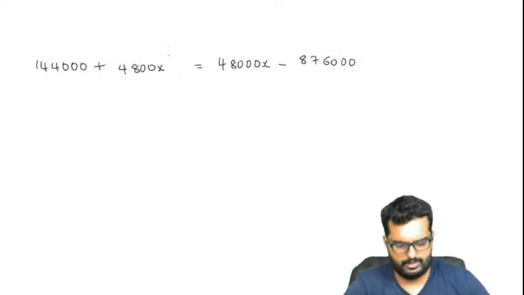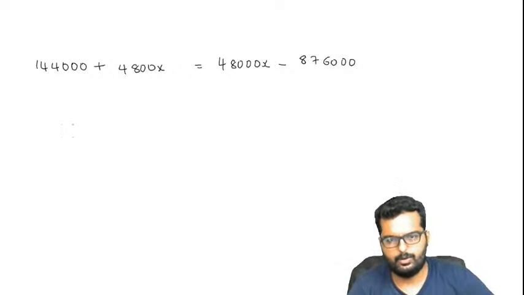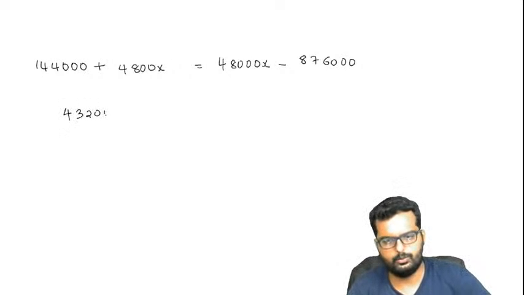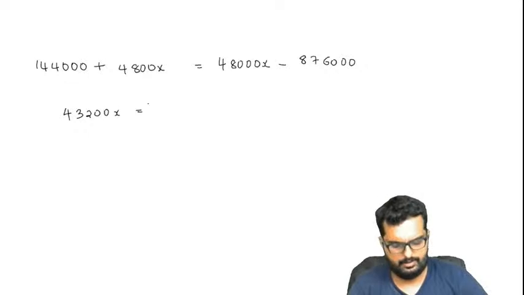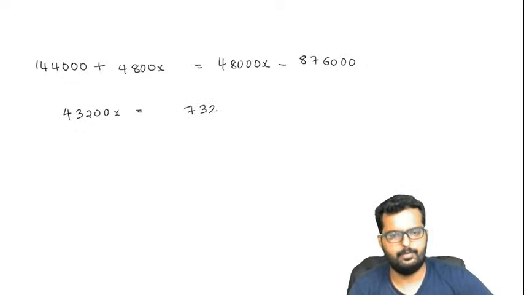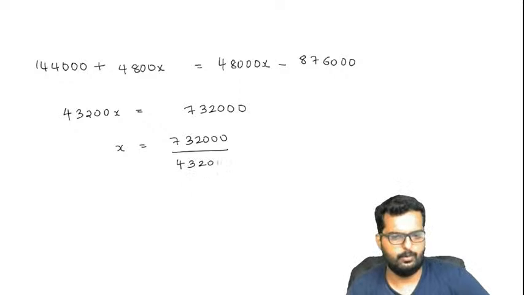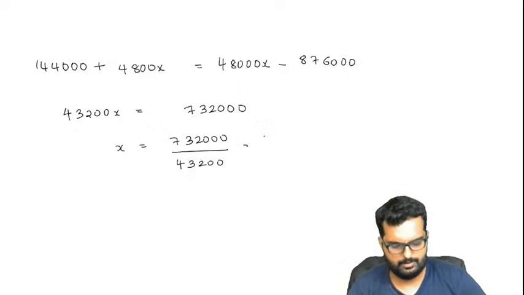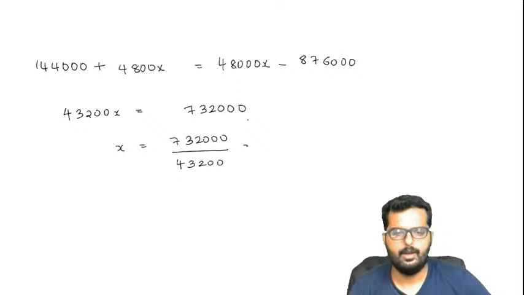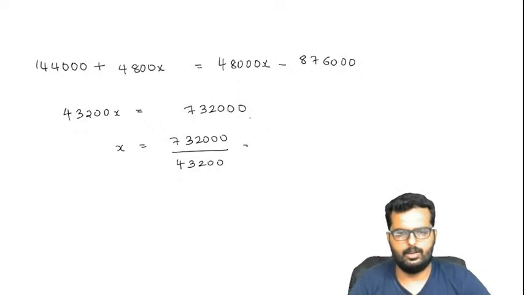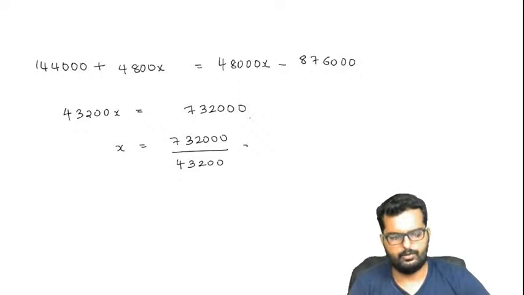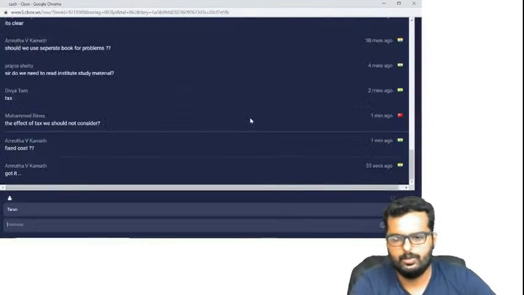Okay, so now the answer would change. It would turn out to be 43,200x is equal to 7,32,000. So x would turn out to be 7,32,000 divided by 43,200. Did I do it correctly now? 8,76,000 minus 1,44,000 is 7,32,000.